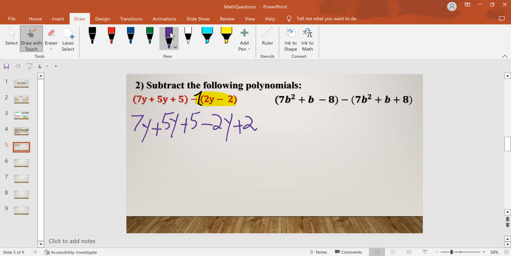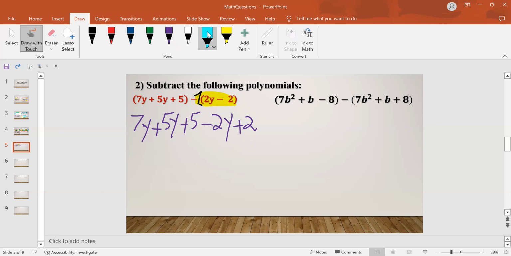So remember, negative multiplied by positive is negative. So the 2y inside the parentheses means positive 2y. So the negative 1 multiplied by positive 2y changes it to negative 2y. Now the same negative 1 multiplied by negative 2 is positive 2. So negative multiplied by negative is positive. Now, after we remove the parentheses, the next thing to do here is to combine like terms.